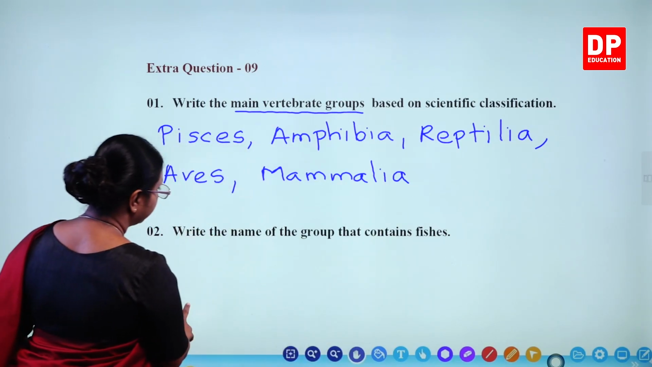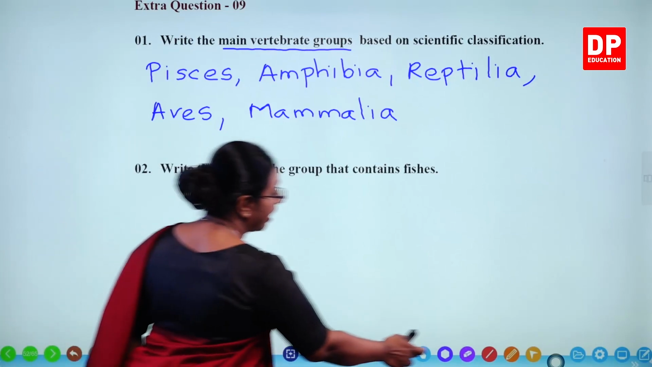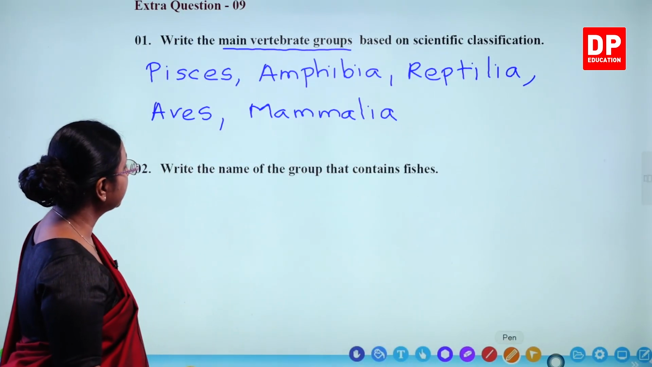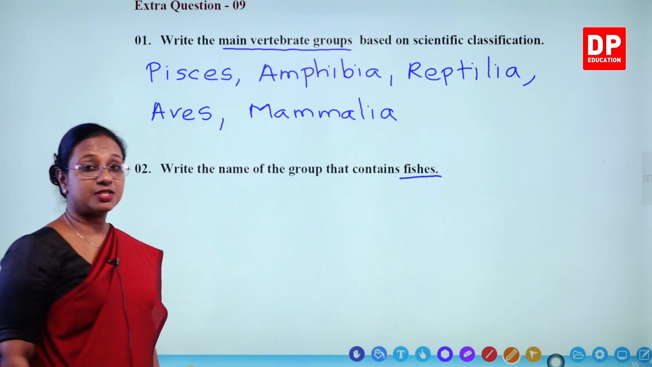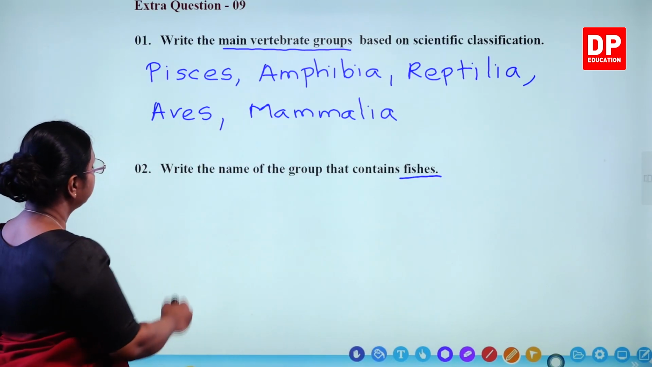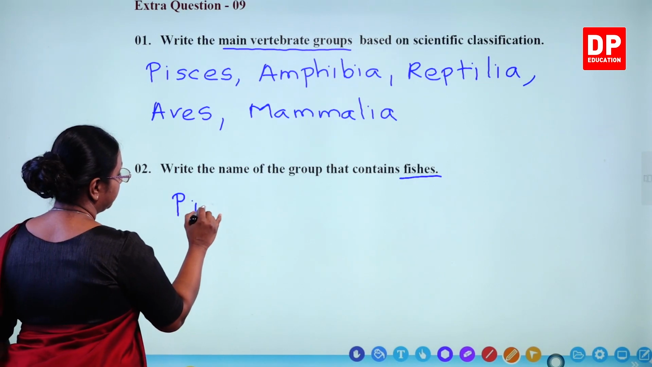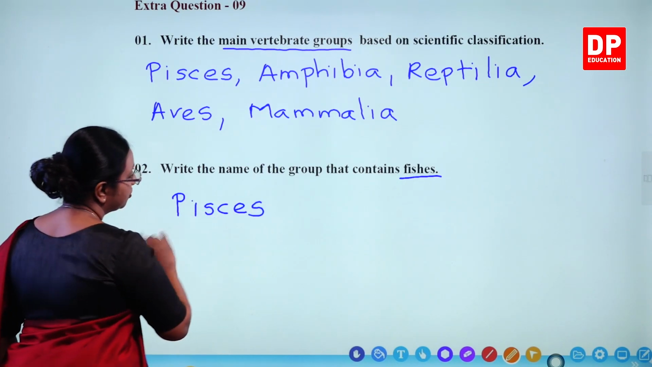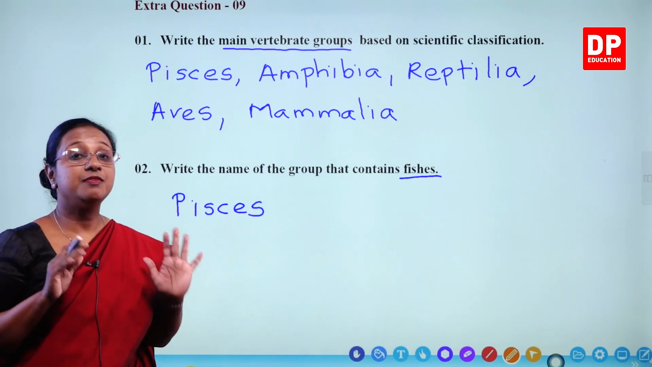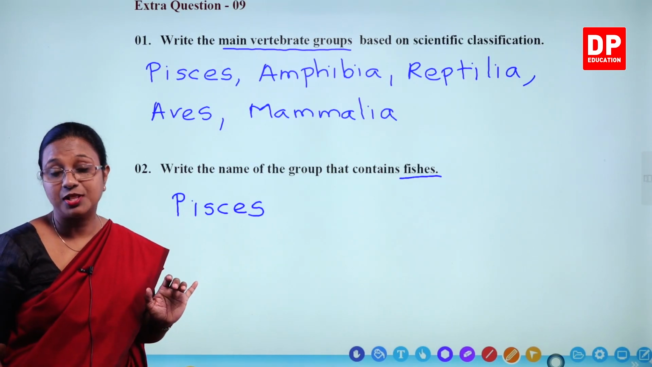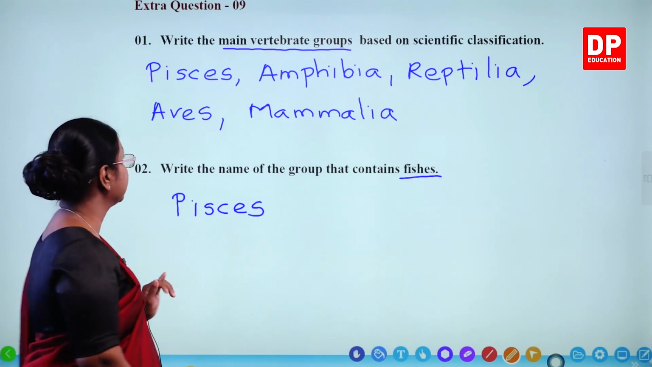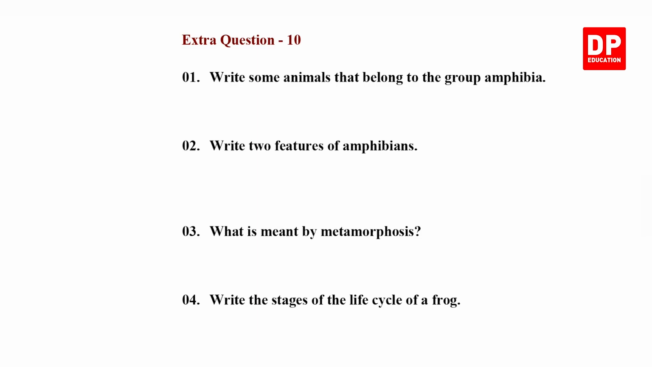Then the next one. Write the name of the group that contains fishes. The group that contains fishes. What is it? It is fishes. So, very direct answer. If you study all the groups properly, you will be able to answer all these questions very easily. With that, the next question.